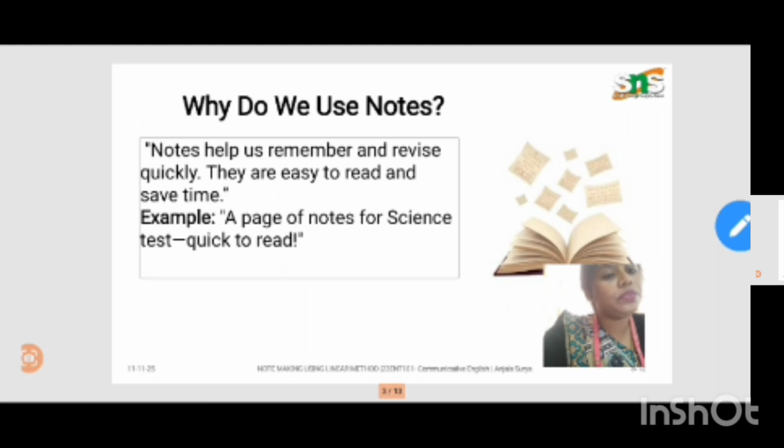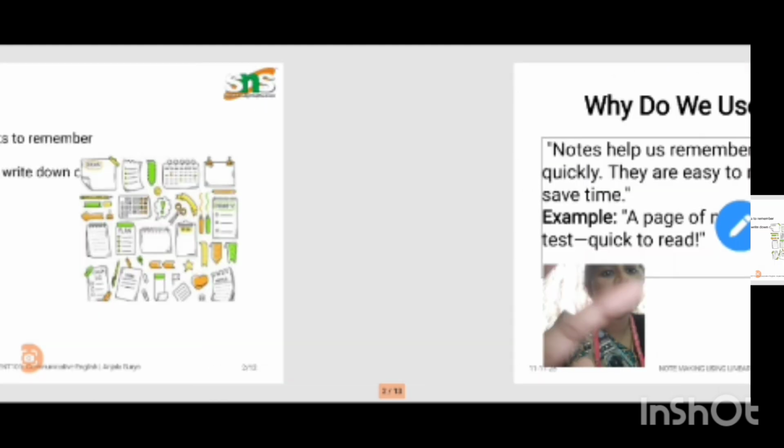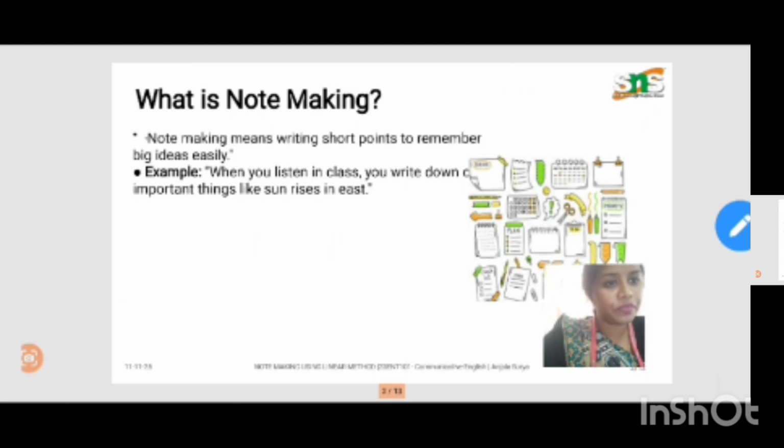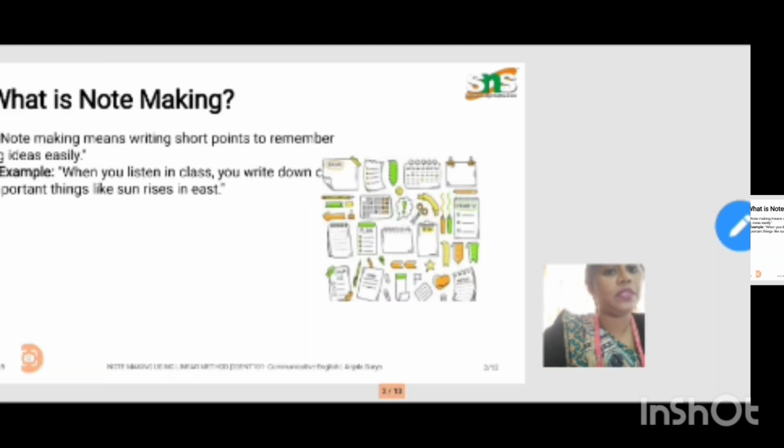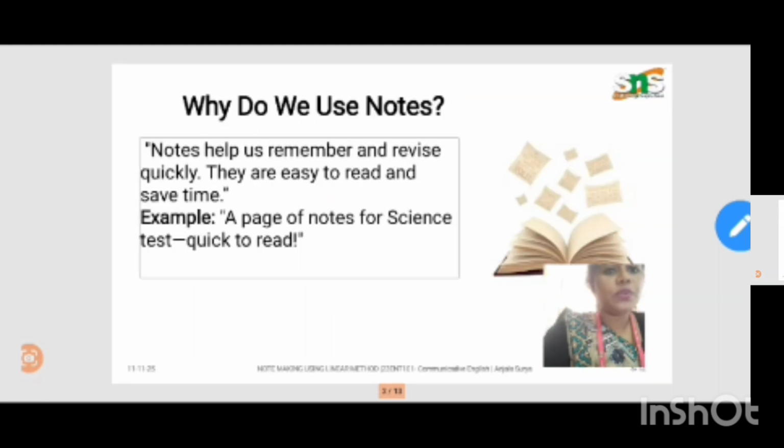How do we use this linear method? Actually, note making and the linear method is a completely professional style of writing, which is used by journalists. Journalism-trained people, journalists, often use this as their habitual writing while attending press meets or any collection of news. They use this method. And these notes are always easy for us to remember.